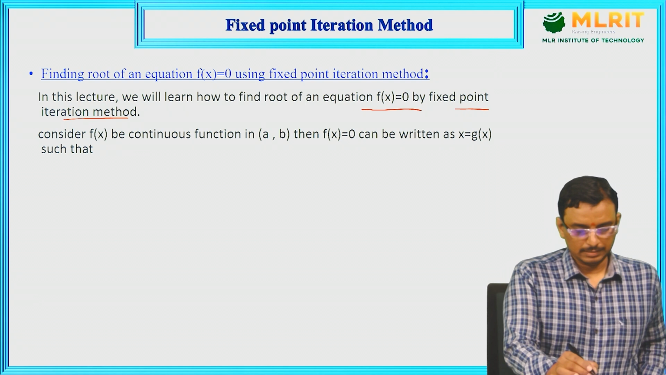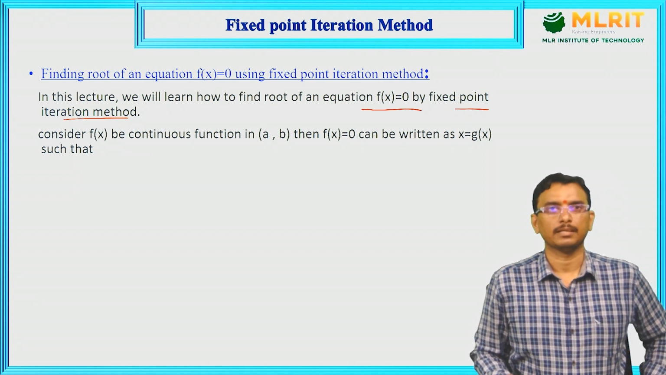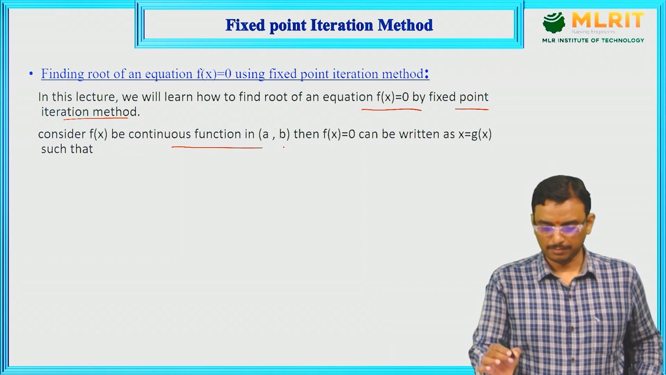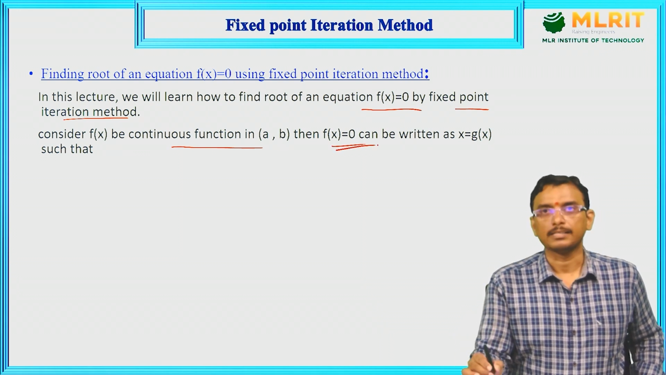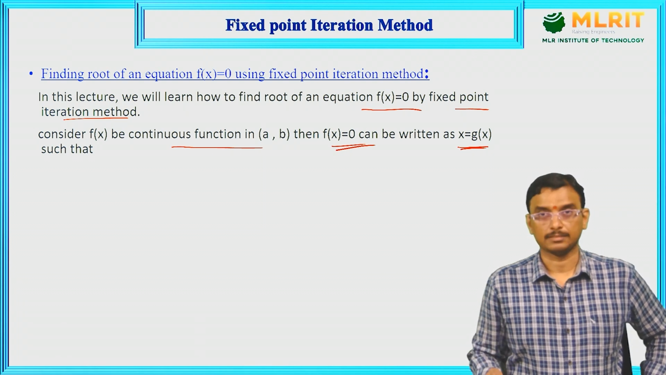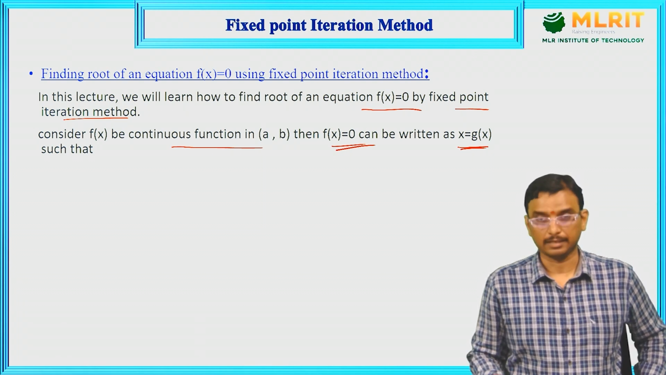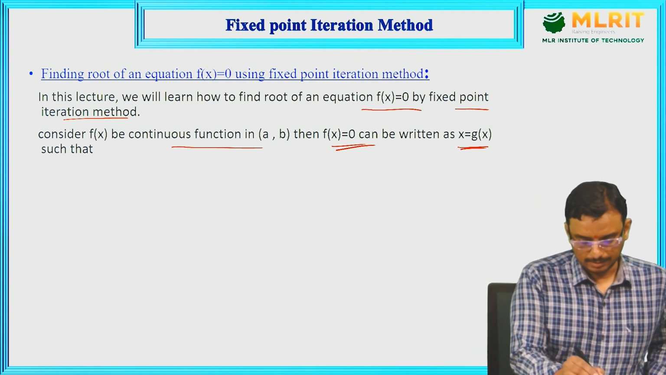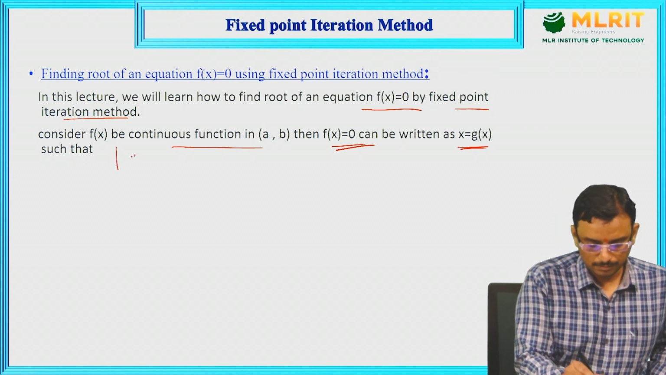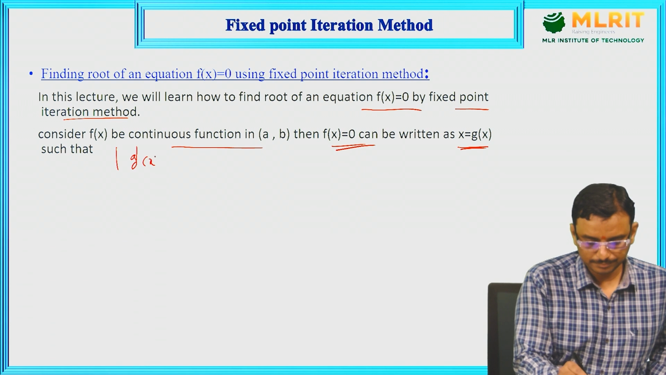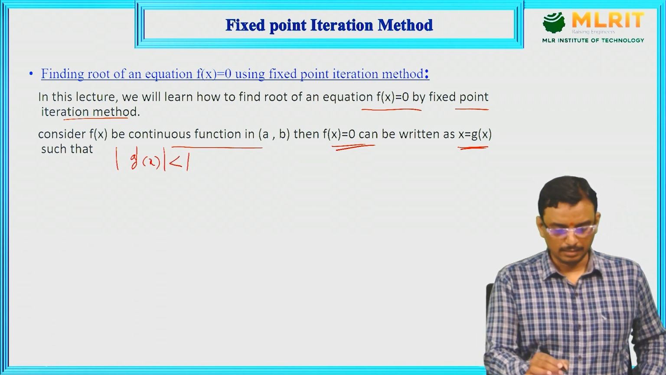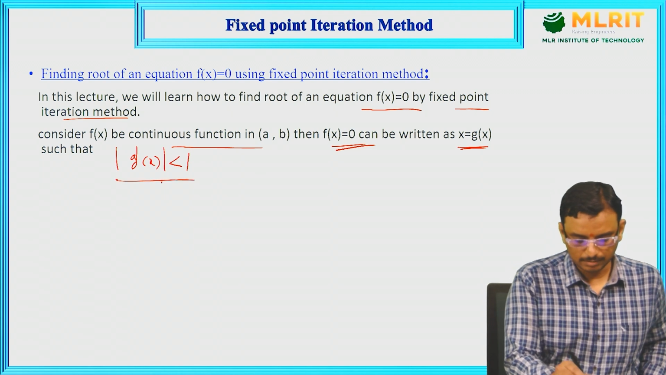Now we see the definition of this fixed point iteration method. f of x is continuous in the interval a comma b, and f of x can be written as x is equal to g of x, the fixed point. Just now we have discussed what the fixed point is, such that x is equal to g of x, such that modulus of g dash of x is less than 1. That is, the absolute value of g dash of x must be less than 1. So this condition must hold.